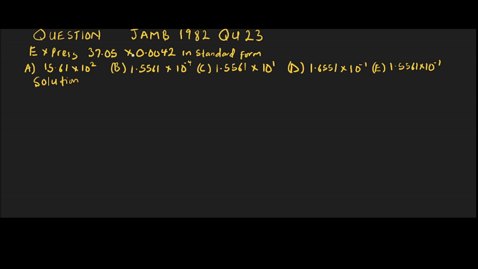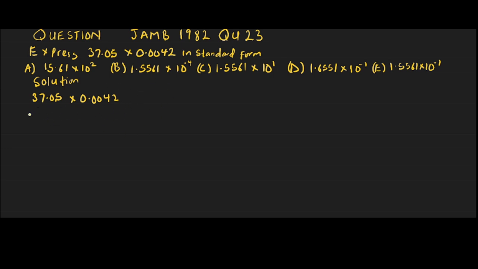Now we have to express the product of this in standard form. If we are to solve this, we have 37.05 and we have 0.0042. Now we are going to solve this without the use of a calculator. These are JAMB questions, and we have a calculator, but we have limited use of that calculator. It's not a scientific calculator, so it might be difficult in dealing with some numbers. Then how do we solve this?